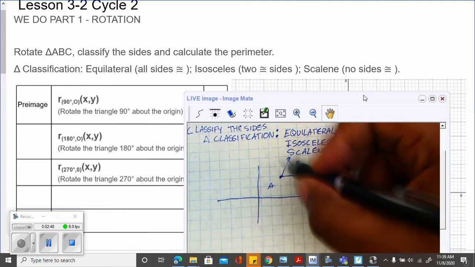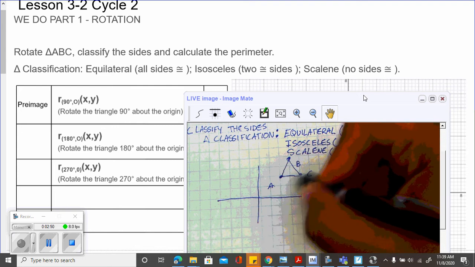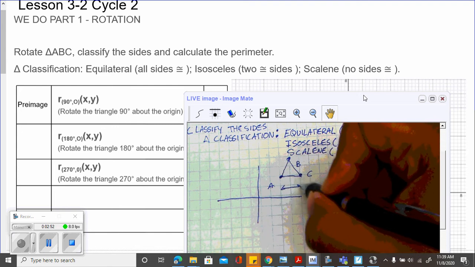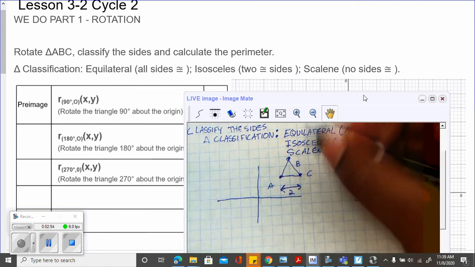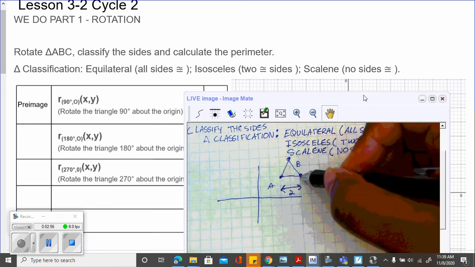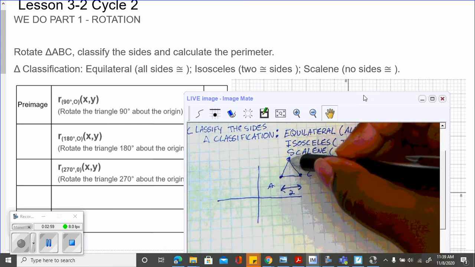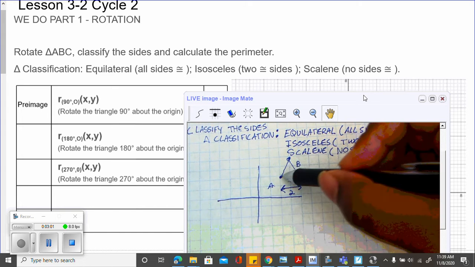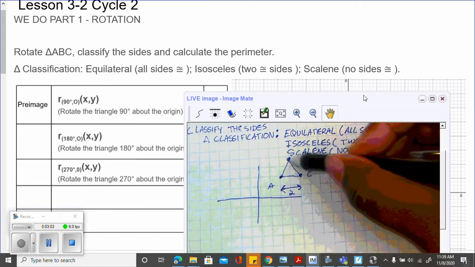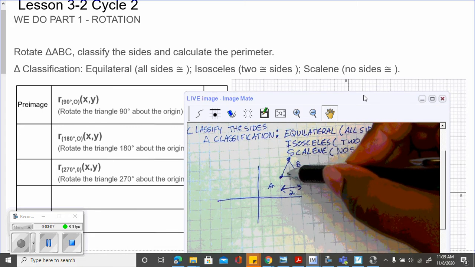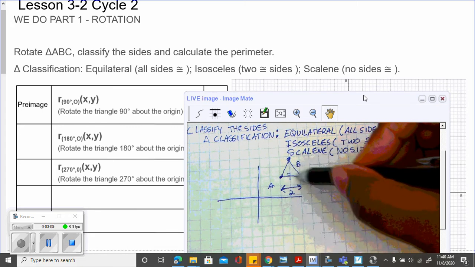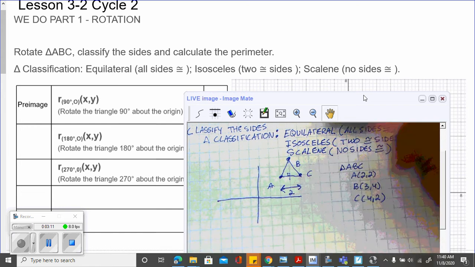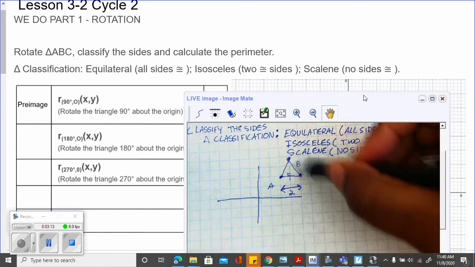Alright, let's see if we can figure out if we have any sides that are congruent. So looking at it, we see down here this side is exactly 2. And then we see these two sides here. It looks like they're the same. It looks like this point is halfway between A and C, and it looks like this point here is perpendicular to segment AB. And so it looks like these two sides are the same.